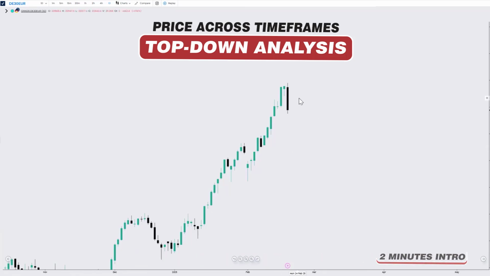In today's lesson, we're going to be breaking down price across different time frames. We're going to be talking about top-down analysis. Top-down analysis is a crucial part of every trading strategy. As a matter of fact, when you understand how to do top-down analysis perfectly, you're going to stay ahead of market changes, because top-down analysis is going to help traders to anticipate and adapt to changes in the market condition, reducing the risk of being caught off guard.